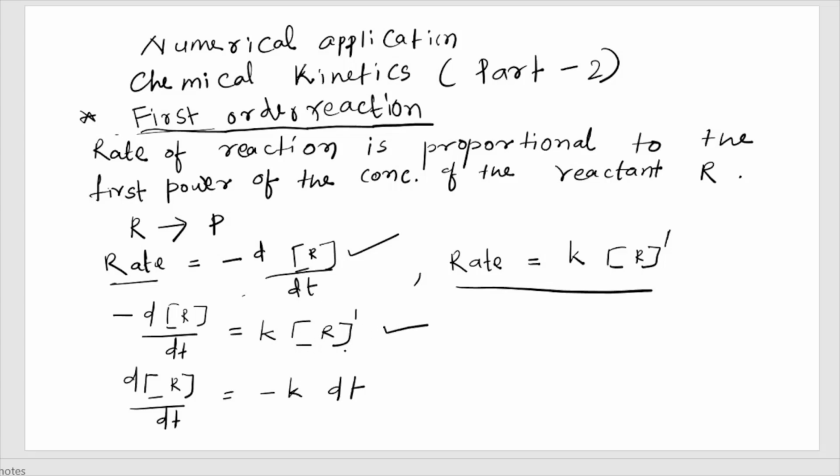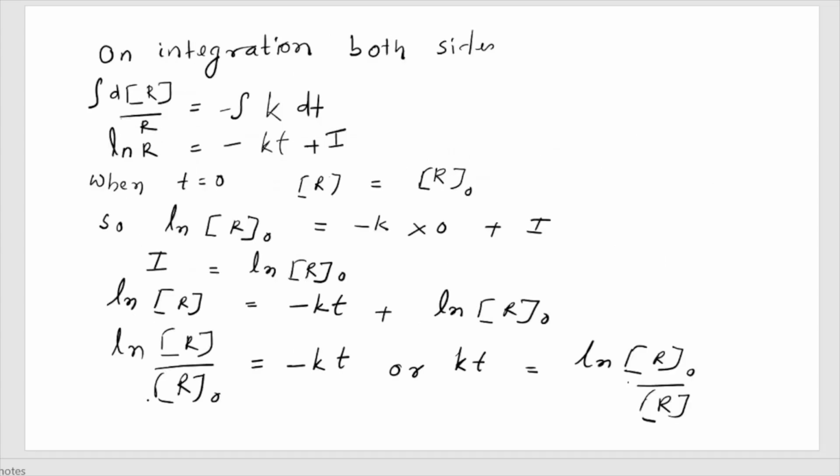When both rates become equal, this is the equation. Here do one thing: [R] comes to the left side, and on the right side minus k dt. Sorry, here not dt, it should be [R], because from the right side you take [R] to the left side. So here we get d[R] by [R], because now you will take integration. On integrating both sides, you see d[R] by [R] and here k dt.